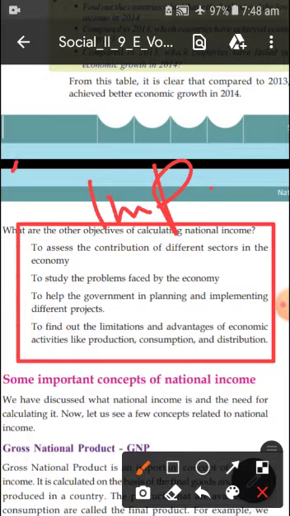Okay. So to assess the contribution from different sectors in the economy, to know how much money is coming as income from where, we are calculating the national income.